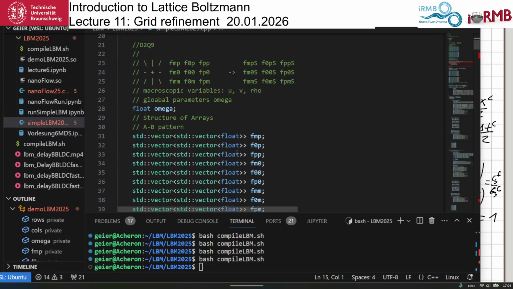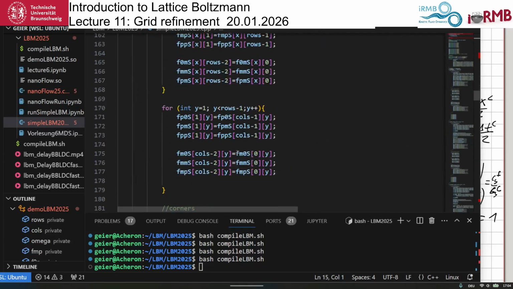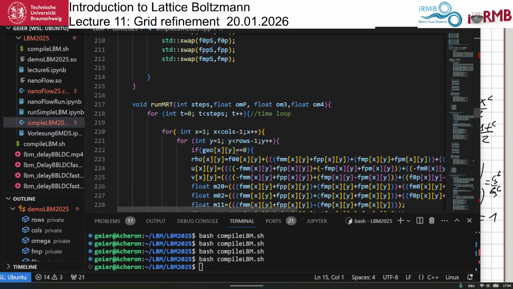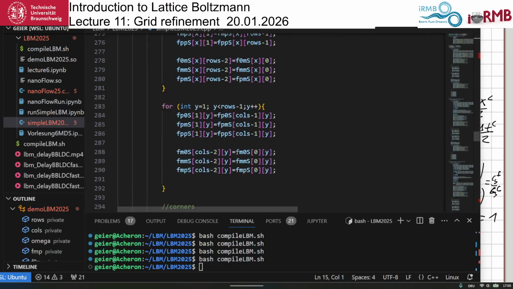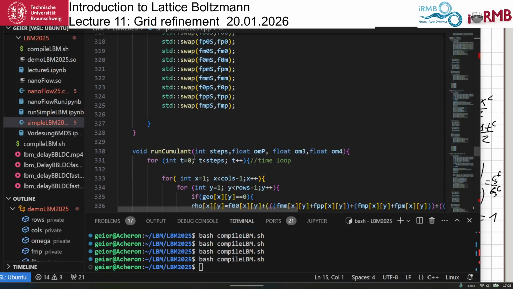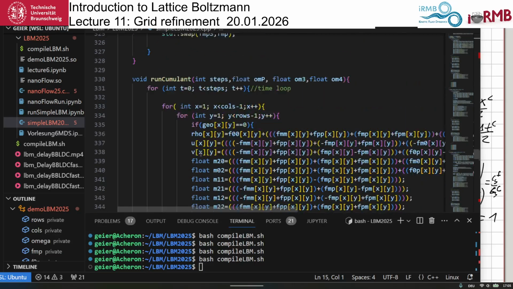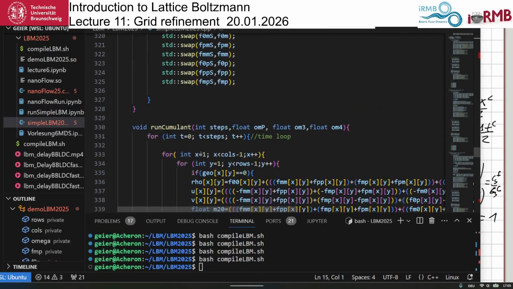Let me say the following. Maybe we start more or less from the end. So we have implemented this cumulant thing here, and if we want to use a refinement, then we would have to implement a recursive way of calling this function.